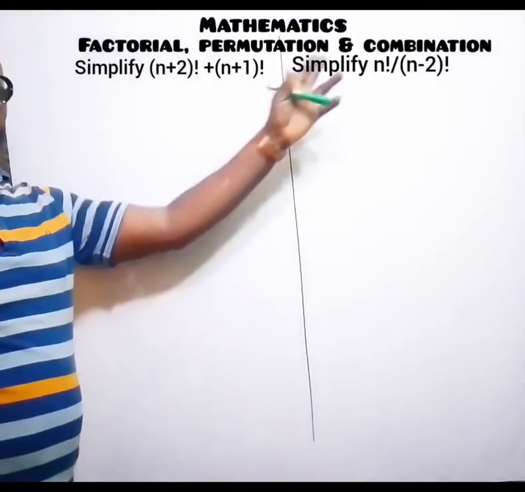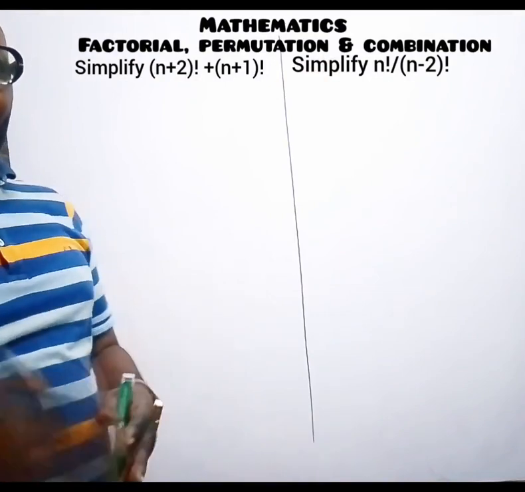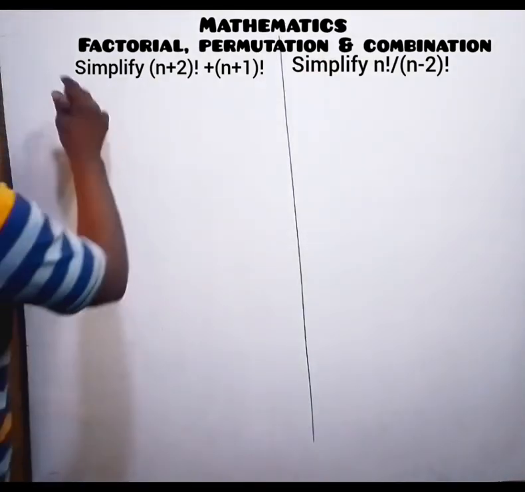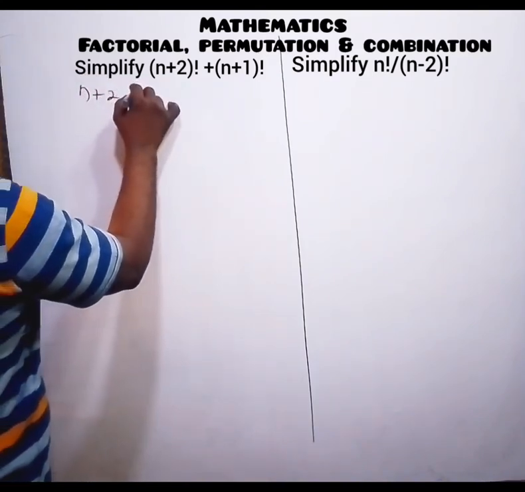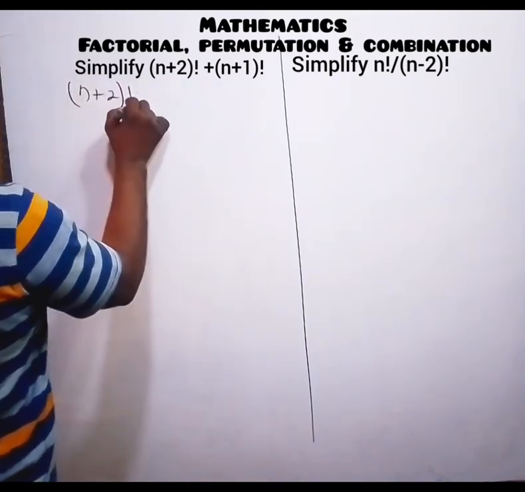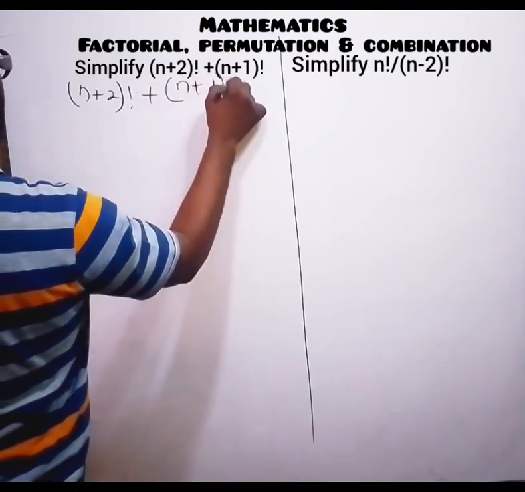This set of questions we have here as well, we have to solve them accordingly. Let's look at how we can solve them. The first question says that n plus 2 factorial plus n plus 1 factorial.